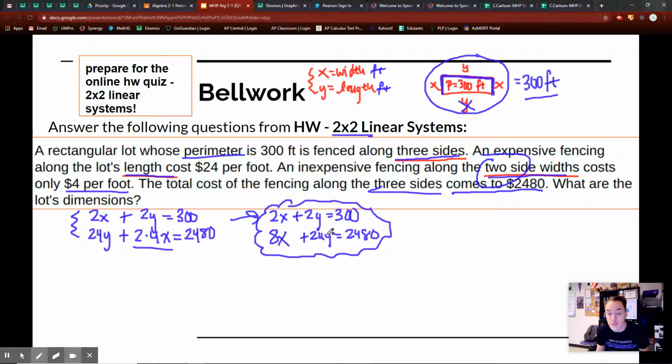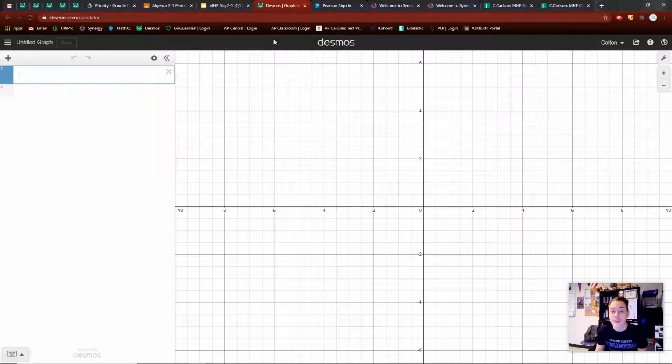Now, could you solve this by hand? Yes, you would multiply the top by -4. So you'd get a -8x. The x's go poofy. You solve for your y. You substitute back in to solve for your x. Now, why would you want to do that when you're timed on a test? You need to go fast. You want to utilize all your resources. You can utilize an amazing resource called Desmos.com. So let's go there and type it in.